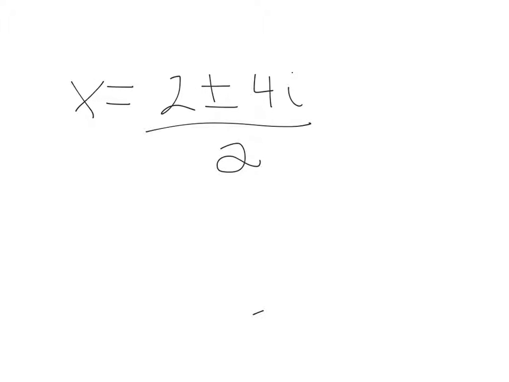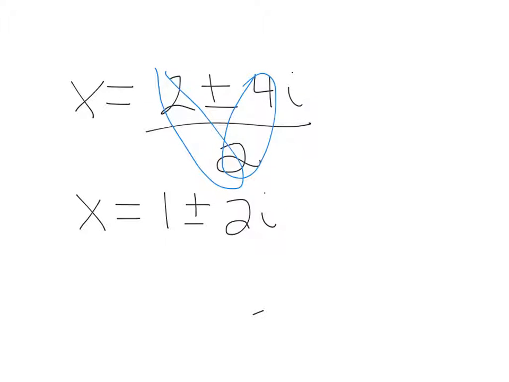So you're going to get x equals 2 plus or minus the square root of 16, we said was 4, so 4i, all over 2. You divide both pieces, both of these numbers have to be divided by 2. And you're going to get x equals 1 plus or minus 2i, which means your answer was letter C.